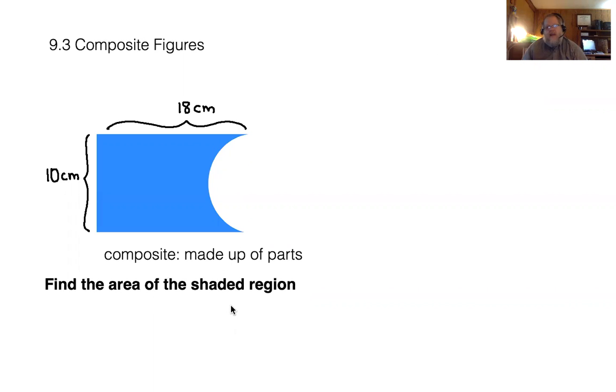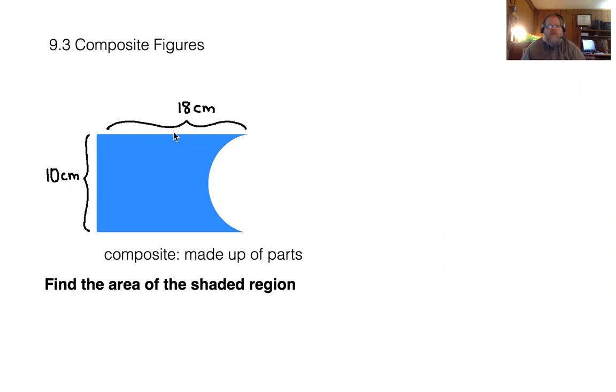So in lesson 9.3, we're going to talk about composite figures. We're going to use this definition of composite: something that is made up of parts. Look at the figure that's given to us. It's almost a rectangle, but there's this semicircular portion that's been deleted from it, a semicircle. And so what we want to do is find the area of the shaded region.